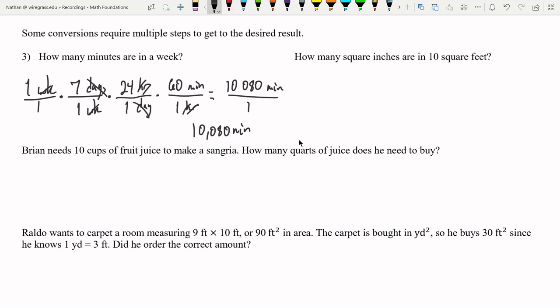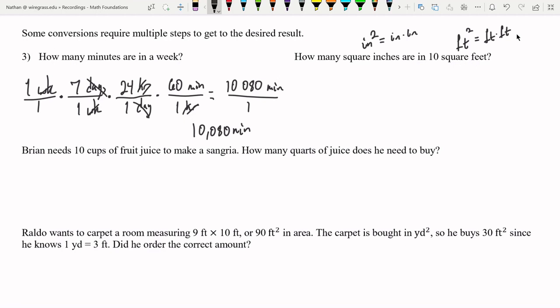Okay, how many square inches are in 10 square feet? So square inches in square feet, this is an area measurement. So square inches looks like this, inches squared, which is the same thing as inch times inch. Square feet is feet squared, or feet times feet. That's what an exponent means. It's just multiplying by itself that many times. In this case, multiplying by itself twice.